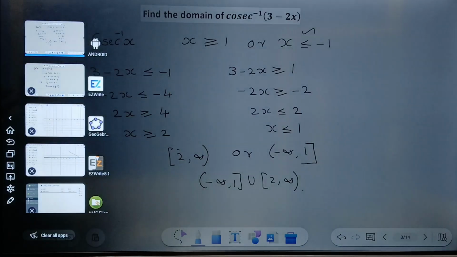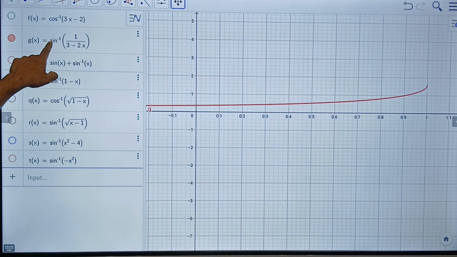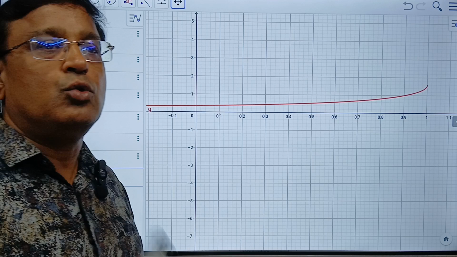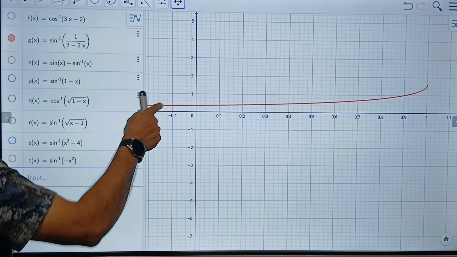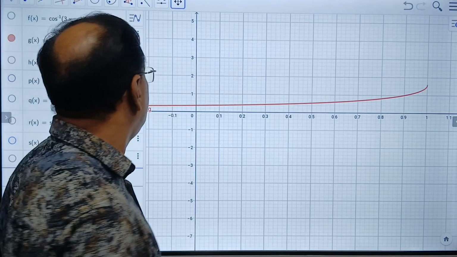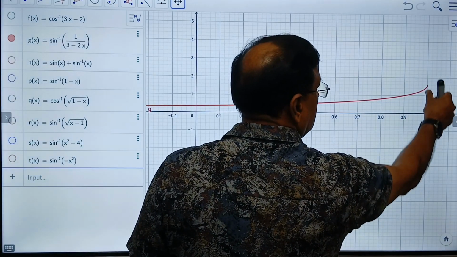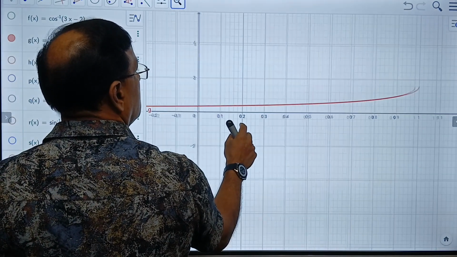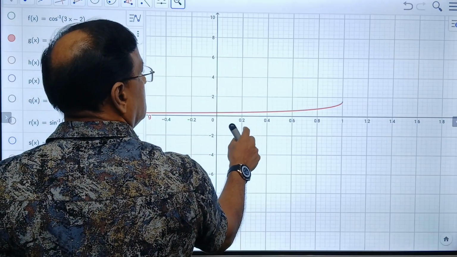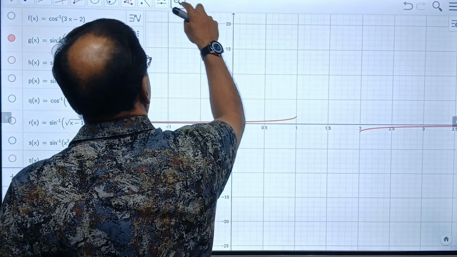Let's see the graph. See, instead of cosecant I have written sine. You know, cosecant inverse of x is sine inverse of 1 by x, so I have taken sine inverse. And see, this is the graph. Look at the graph carefully. The maximum value is 1. You see this one, I will zoom out. But there's some part of the graph there also.